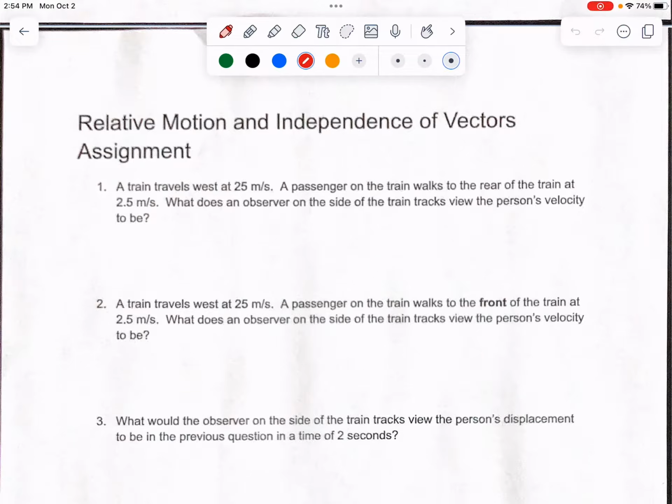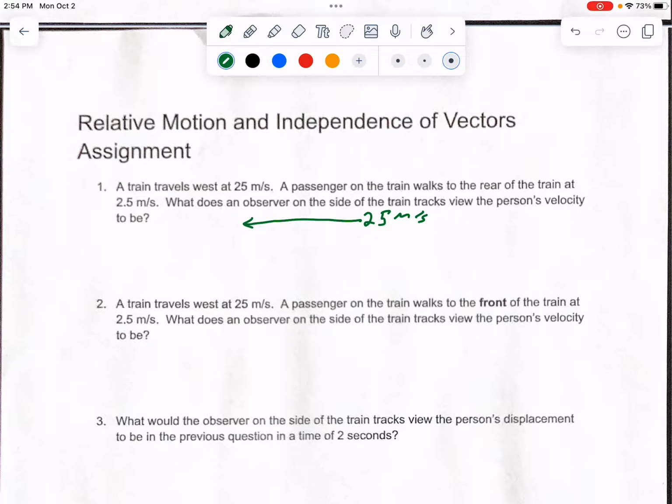All right, so this video is going to go over pages 18 and 19 in your vectors packet. We're going to take a look at relative motion and independence of vectors. So number one, a train travels west at 25 meters per second.